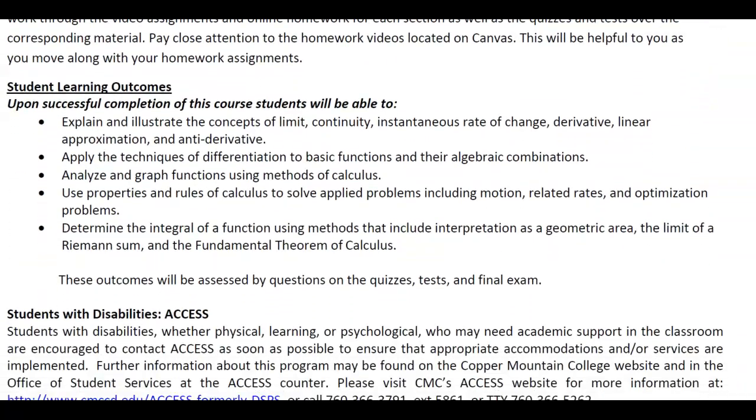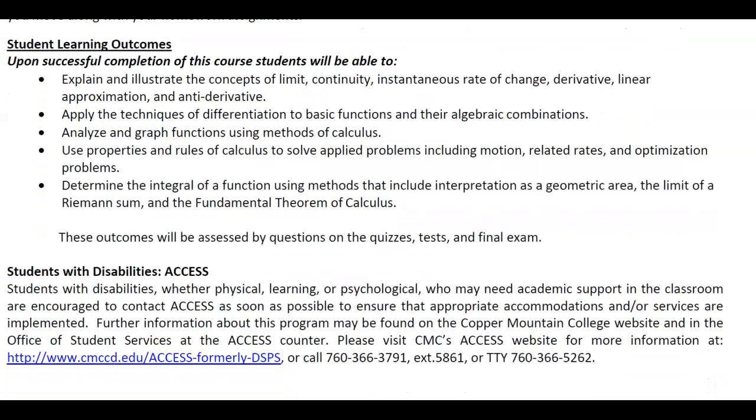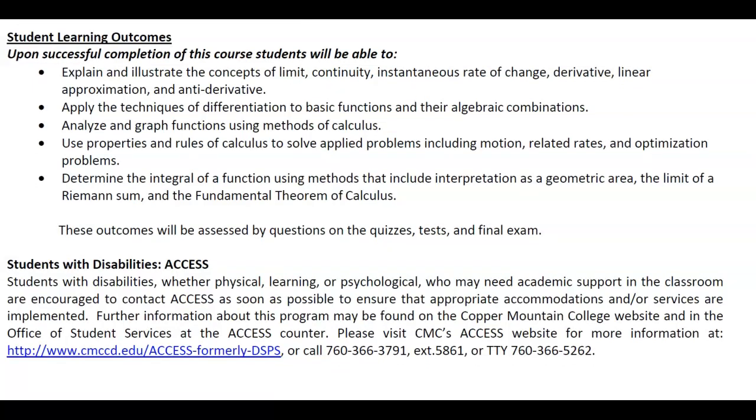Okay, next, student learning outcomes. Upon successful completion of this course, students will be able to explain and illustrate the concepts of limits, continuity, instantaneous rate of change, derivative, linear approximation, and antiderivative. Apply the techniques of differentiation to basic functions and their algebraic combinations. Analyze and graph functions using methods of calculus. Use properties and rules of calculus to solve applied problems including motion, related rates, and optimization problems. And determine the integral of a function using methods that include interpretation as a geometric area, the limit of a Riemann sum, and the fundamental theorem of calculus. These outcomes will be assessed by questions on the quizzes, tests, and final exams.